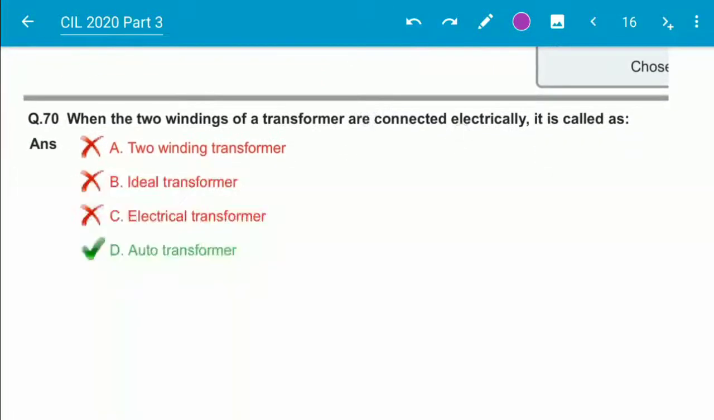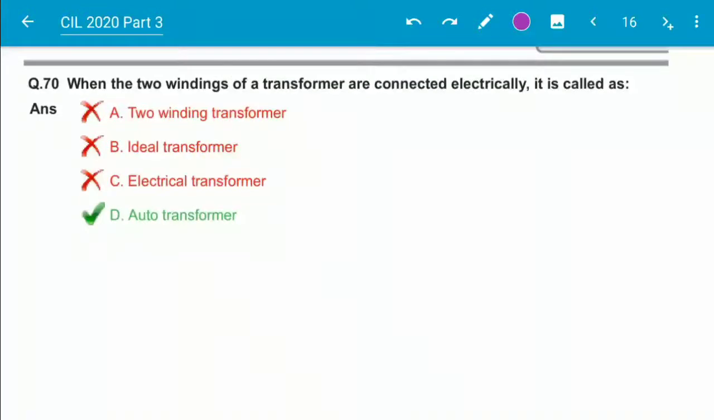Next, question number 70, and this is the last question. When the two windings of a transformer are connected electrically, it is called an auto transformer.